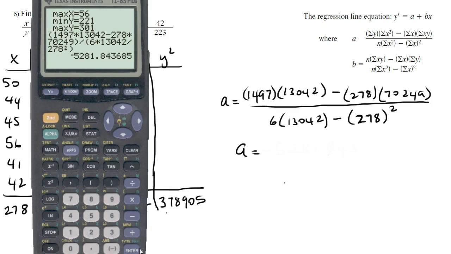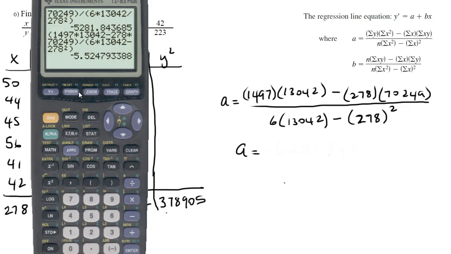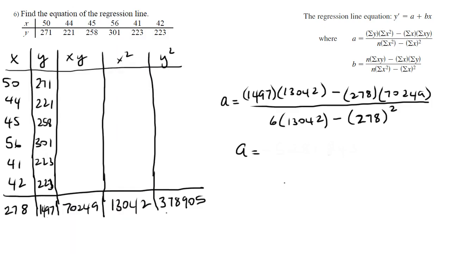It's a little weird. So second entry, I'm going to type that back in, and then change that division sign to subtraction. That looks a lot better. So negative 5.525. Sorry about that. So that's A. That's the intercept.